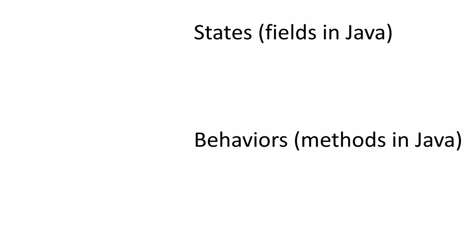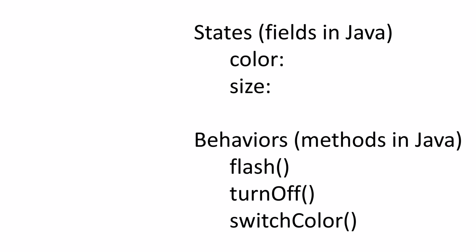Imagine a light bulb object. Two states might be color and size. Three behaviors might be flash, turn off, and switch color.